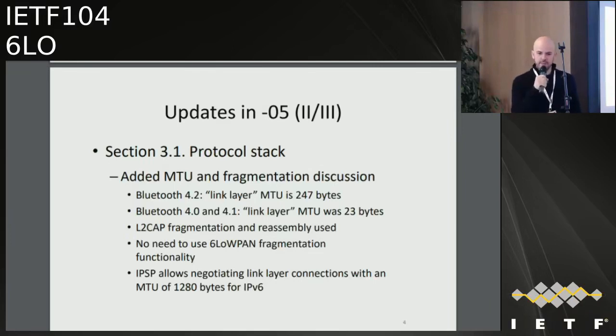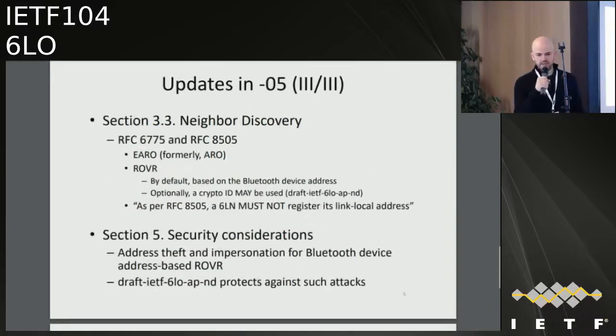Then there was a comment by Pascal, and we updated the neighbor discovery section because formerly we referred only to RFC 6775. Now we include RFC 8505 as well, and we consider the formats and mechanisms that are included in 8505. For example, we now talk in terms of the extended address registration option.